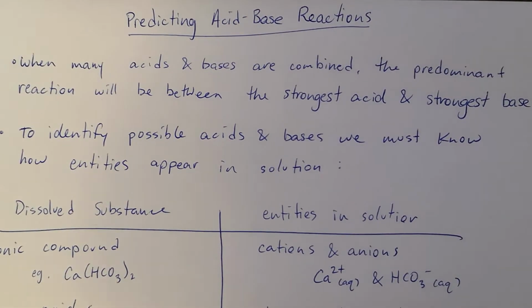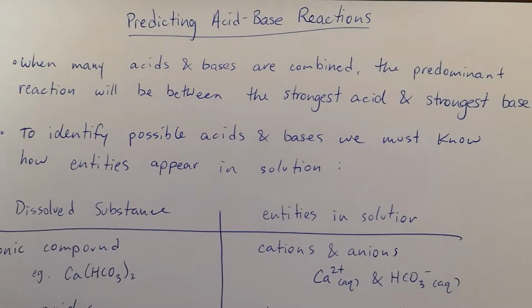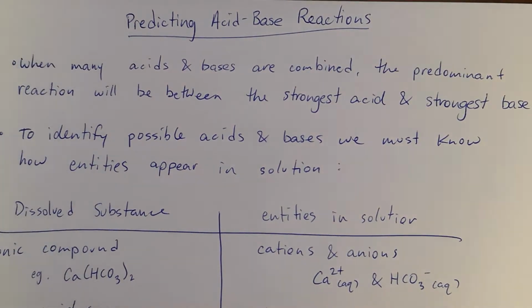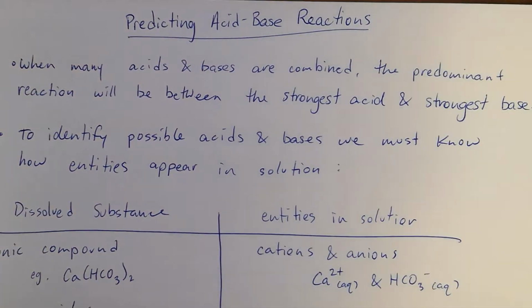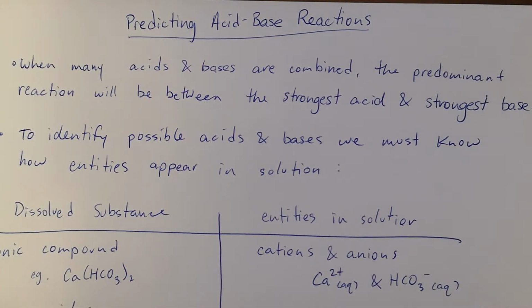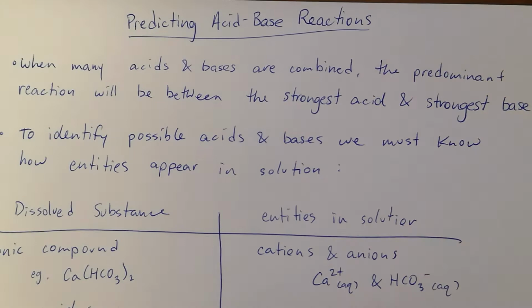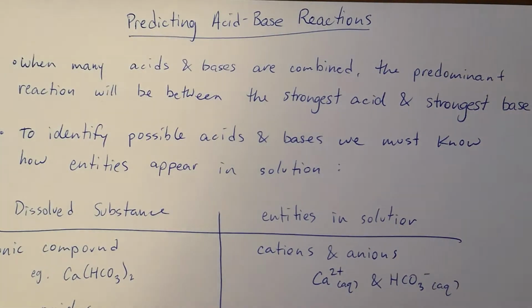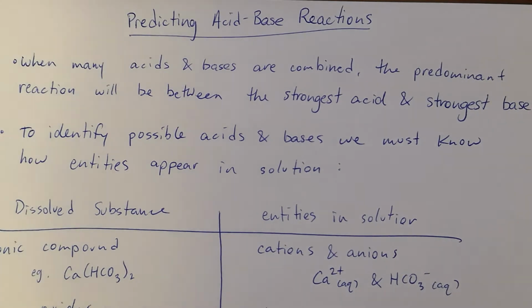Hi, chemistry. Today we're going to be predicting acid-base reactions. It's kind of front-loaded with a lot of information, but the general procedure is pretty straightforward. When a lot of acids and bases are combined, the predominant reaction is between the strongest acid and strongest base. This is going to look a lot like SOA, SRA stuff. But I think it's easier.